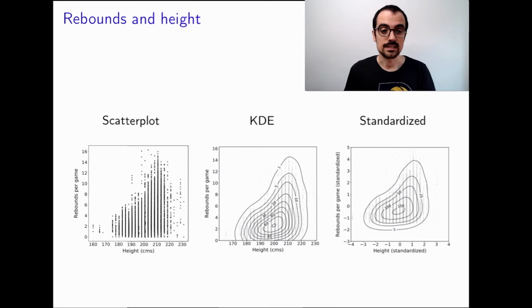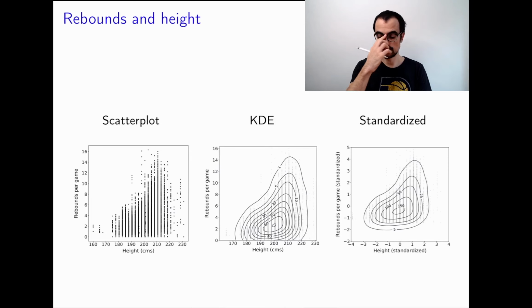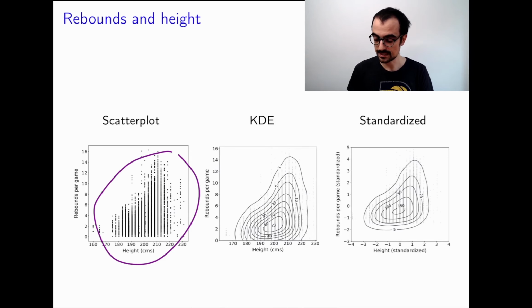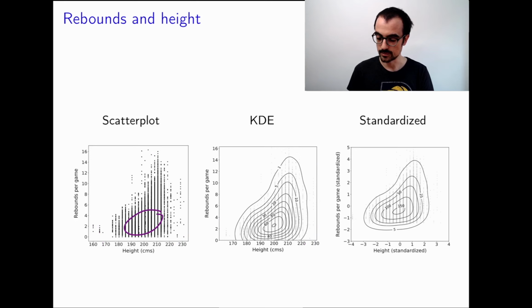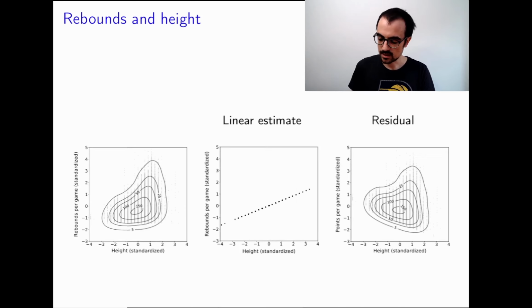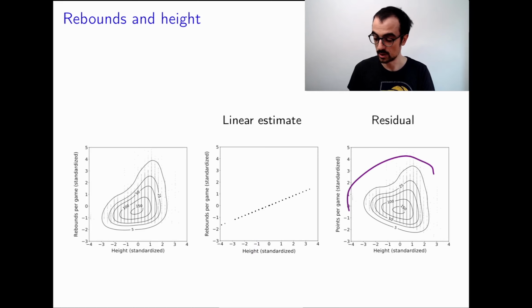Now we're going to look at a real example where we're estimating rebounds from height. This is the scatter plot of the data. This is the density, because it's just easier to see. If you just look at the scatter plot, it's unclear that there's more density of points there. And this is the standardized density. Now, this is the linear estimate. This is the standardized density of the data, and this is the residual, which again is uncorrelated with the original data.